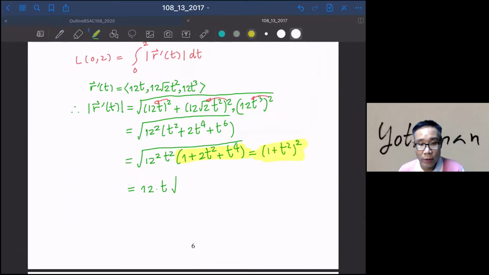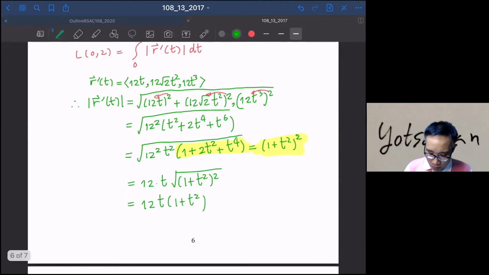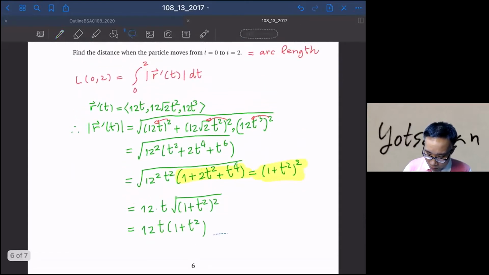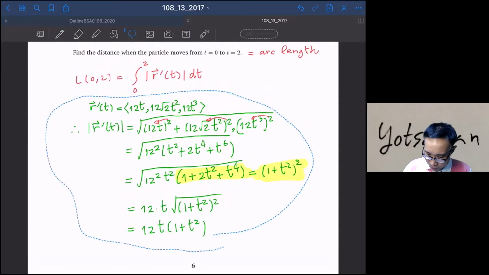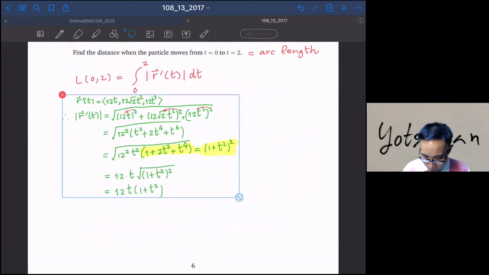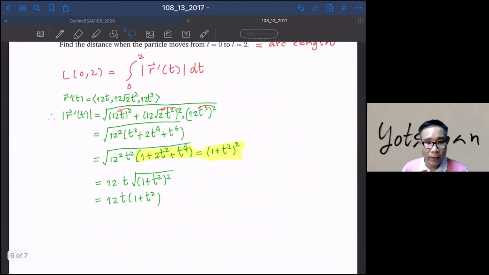Okay, so it turned out to be the term that you need to recognize. So it's going to be (1 plus t squared) squared inside the square root. So this would give you 12t times (1 plus t squared). Okay, so you're going to have this calculation so far. Let me make this smaller a little bit. Okay, so you have the first step and the second step.